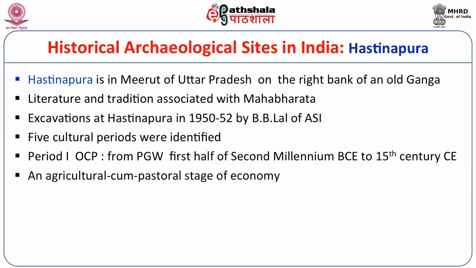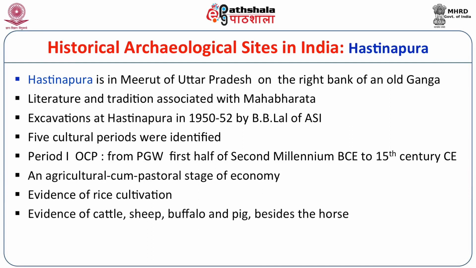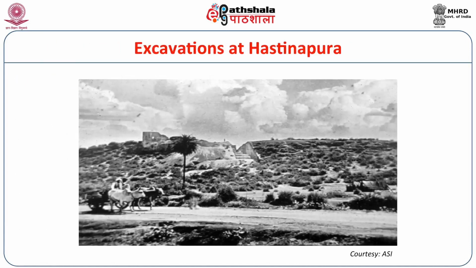So the early period economy was basically agricultural and pastoral in nature. We also have found evidence of rice cultivation at this site. Again, evidence of various animals, cattle, sheep, buffalo, pig, besides horse, has been found at this site. From the excavation, they have also documented evidence for flood. This is one important historical site of India. This particular image shows the mound at Hastinapura and earlier excavations.